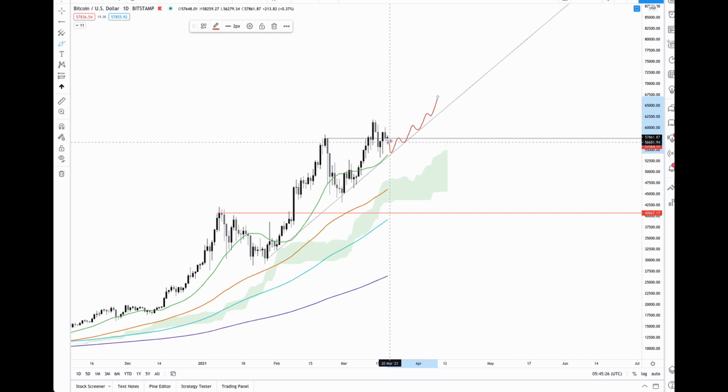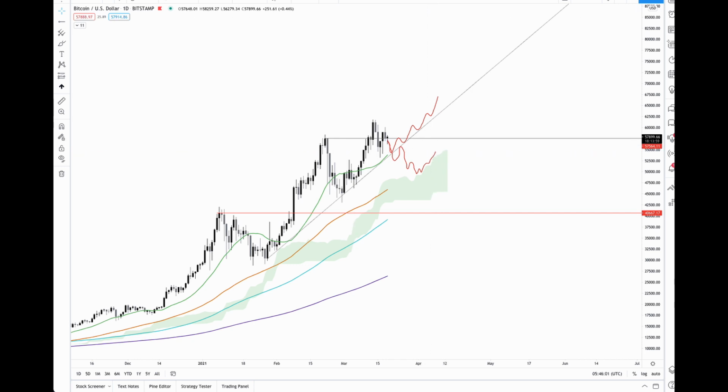But another case would be if we drop below this trend line, retest it as resistance in a form of a pullback, only to correct down even further, testing, let's say, the 60 moving average or the Ichimoku cloud right here. That would indicate that Bitcoin would rally within this range for a while. And that's not necessarily bad given what the Bitcoin dominance chart is demonstrating.